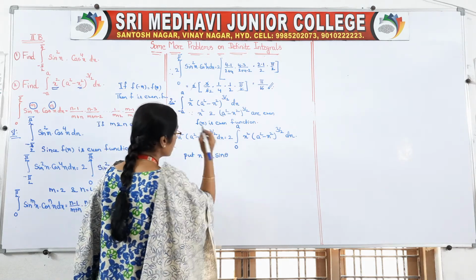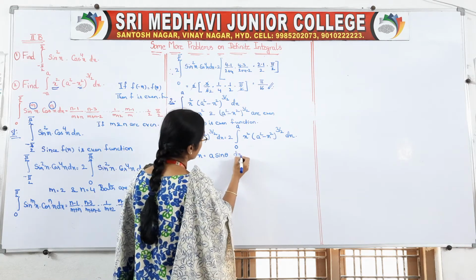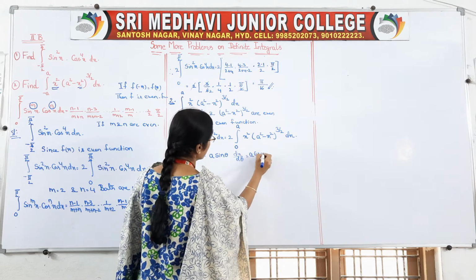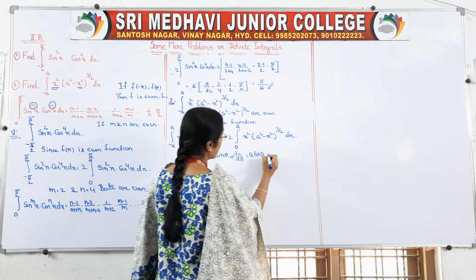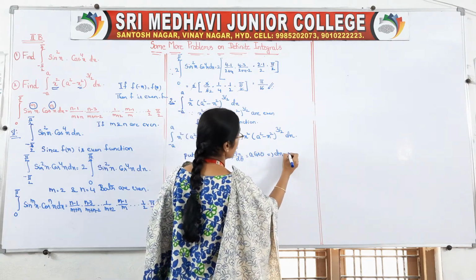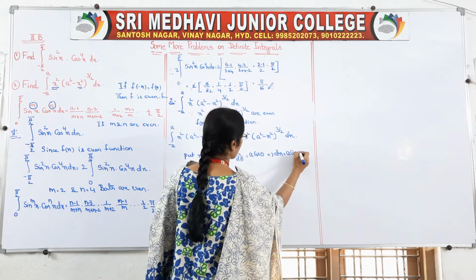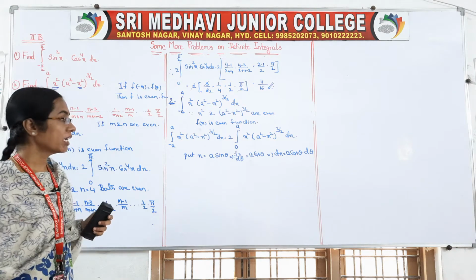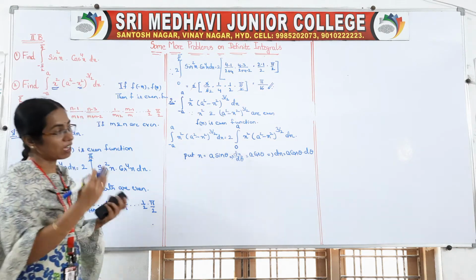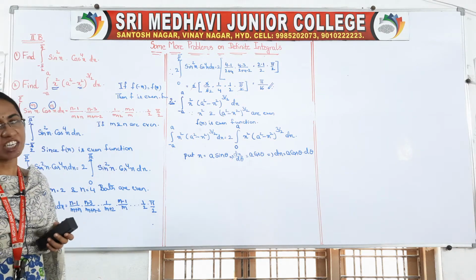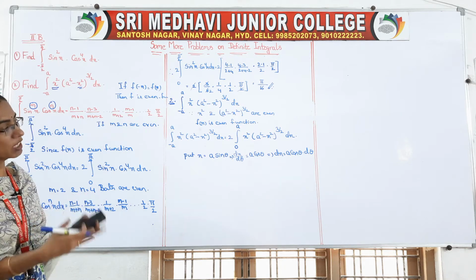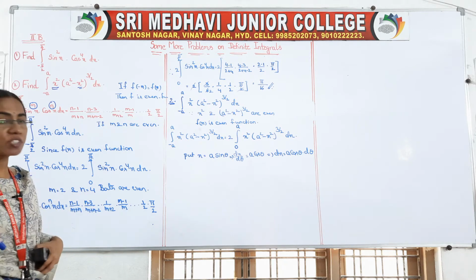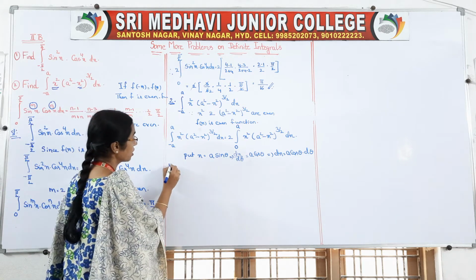What happens? Differentiate it, dx by d theta is equal to a cos theta, isn't it? Then what will be your dx? dx is equal to a cos theta into d theta. Okay, so that means you converted the problem in terms of thetas. X value is in terms of theta, dx is in terms of theta, means our limits also must be in terms of theta. So come on, change the limit.